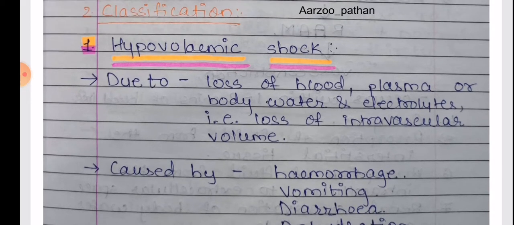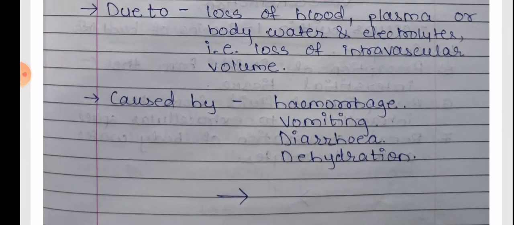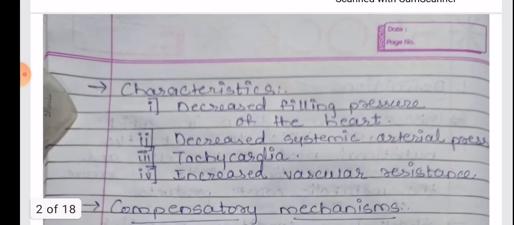Just remember this, and the classification is important to remember, in which hypovolemic is self-explanatory, wherein hypo means less and volemic means reduction in the volume, and that leads to shock. It is more or less self-explanatory and there is nothing much to explain here. So let us move on.